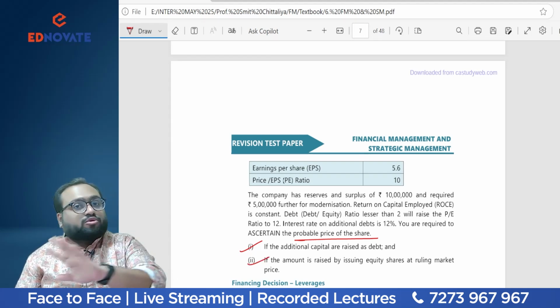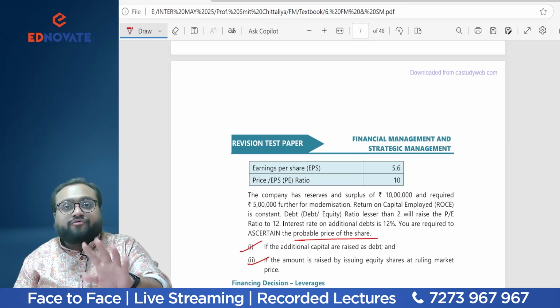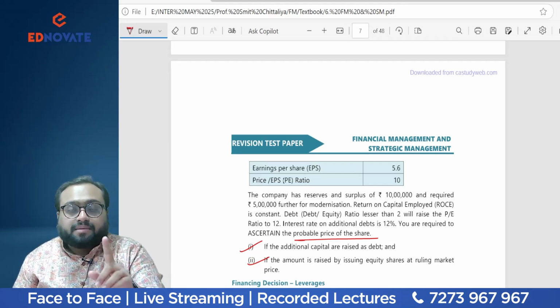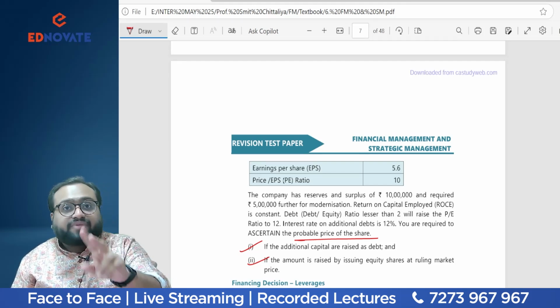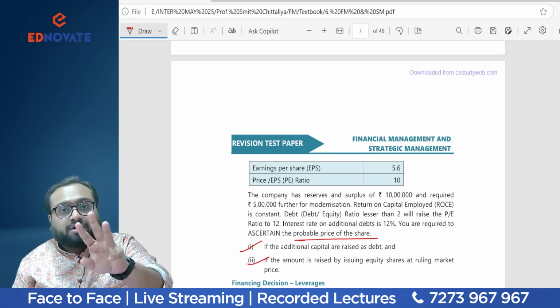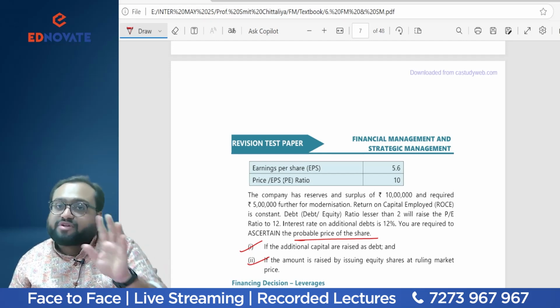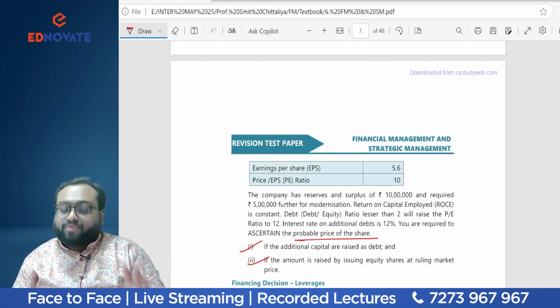See, 4 working notes you should always prepare. And what are the 4 working notes? First, prepare the capital structure. Second, find out the interest amount. Third, find out the preference dividend if the preference shares are there. And fourth, number of equity shares.